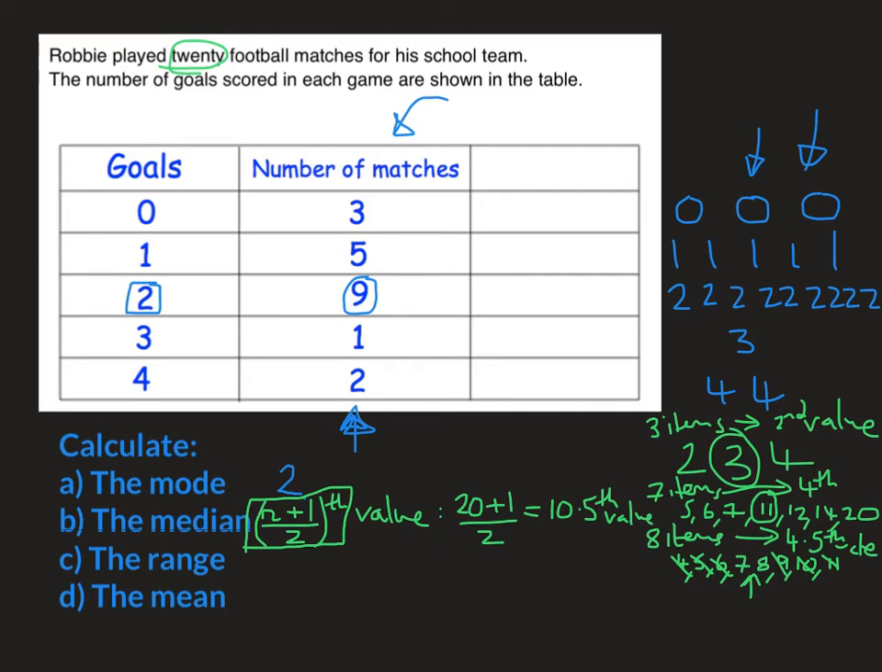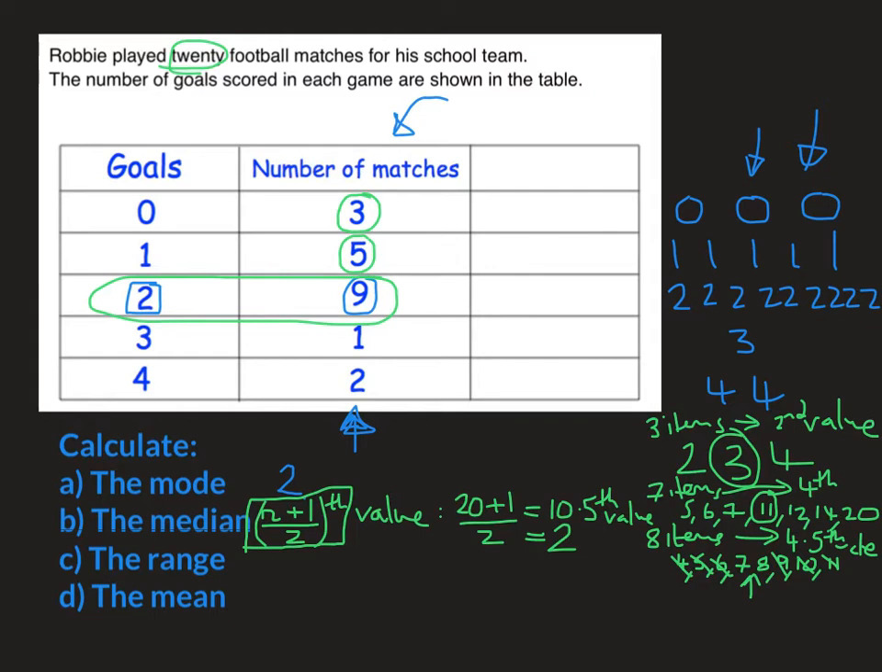Right, so the first 3 values are in here. That's values 1, 2, and 3. Then it's the next 5, so that's the 4th, 5th, 6th, 7th, and 8th values. In 2, we would have therefore the 9th, 10th, 11th, 12th. I can actually stop now because the 10.5th value would be between the 10th and the 11th, and they are both in this here. So it would again be 2.